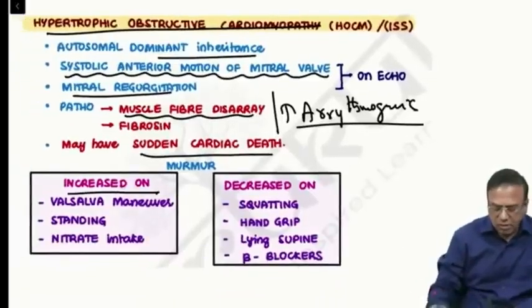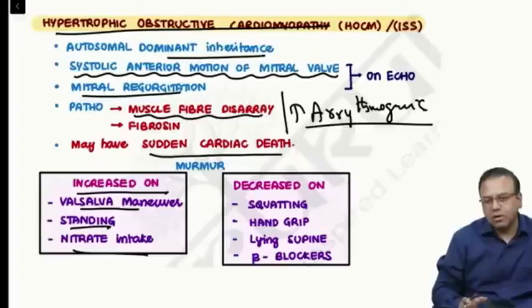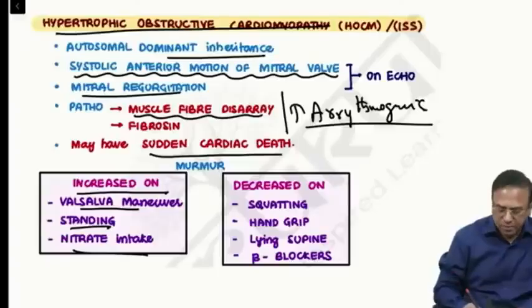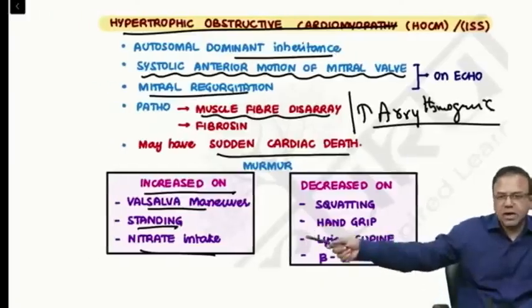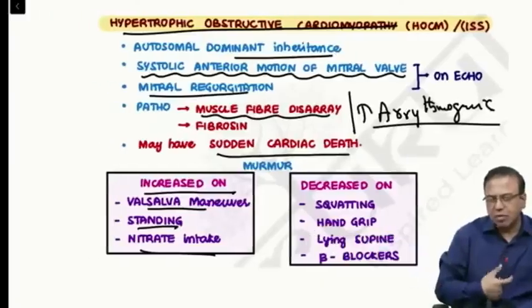Interesting thing is about the murmur. Murmur increases on Valsalva, standing and nitrate, and generally the idea is more blood should come with more murmur. Here it's ulta, here more blood will come with less murmur, less blood will come with more murmur. So when the patient stands, LV has less blood, and less blood, more murmur.